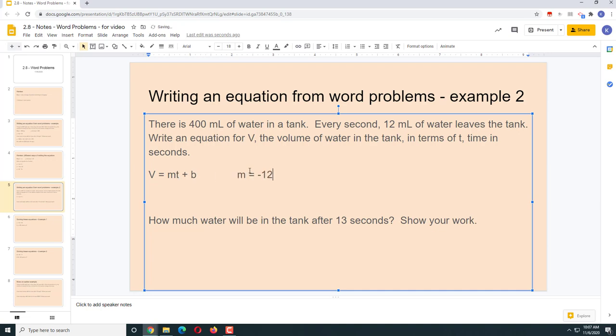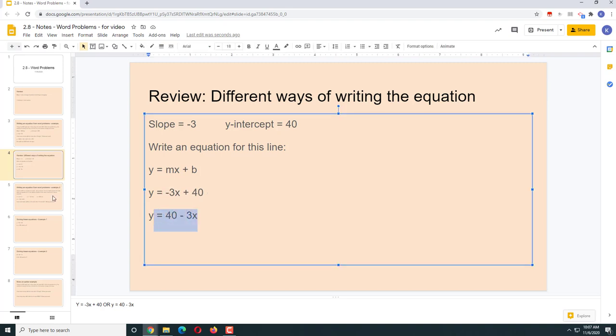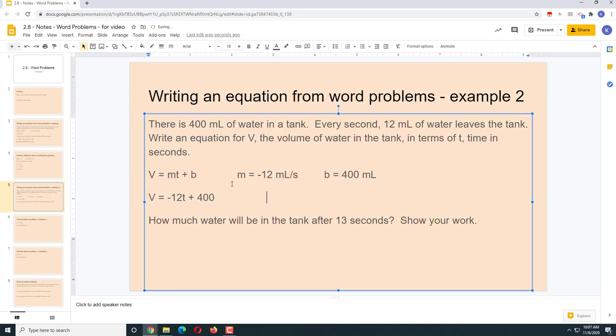The slope is negative 12, as negative 12 milliliters per second, because it says every second 12 milliliters of water leaves. Leaves means it's negative. And this is really 400 milliliters. So we have V equals negative 12t plus 400. But just like the last one, you can write this in different ways. So this is correct. You can also write it as V equals 400 minus 12t.